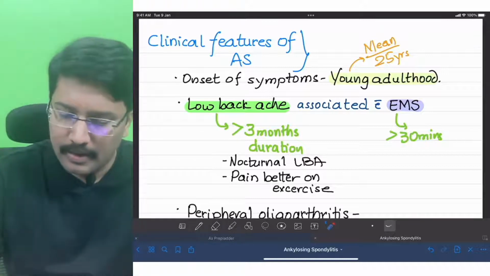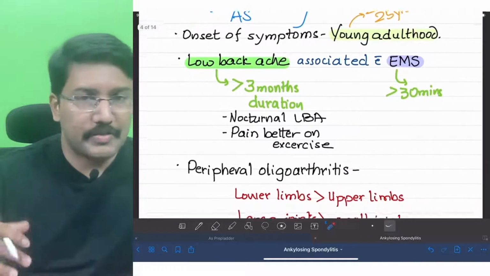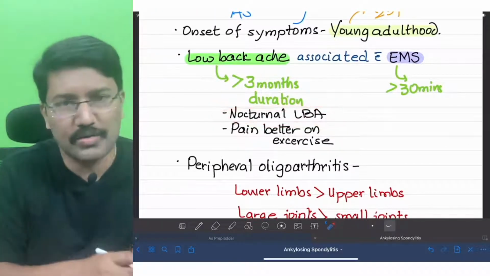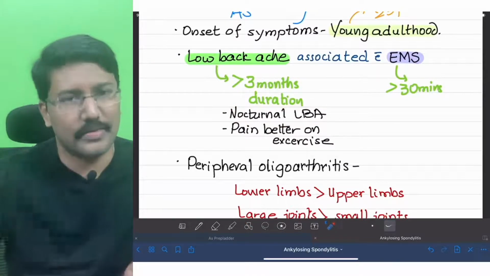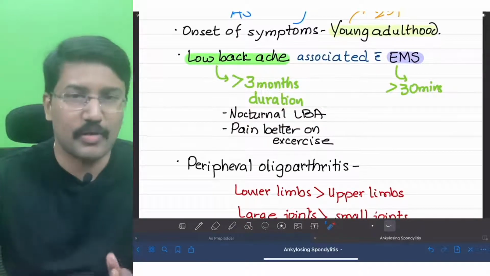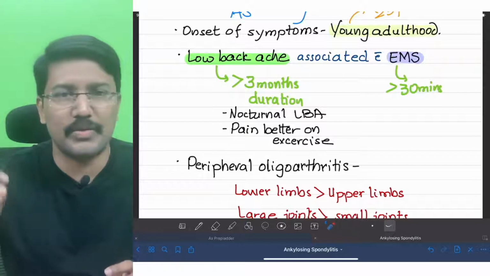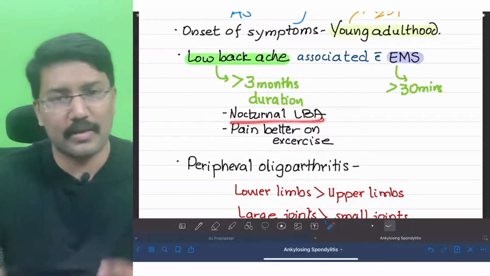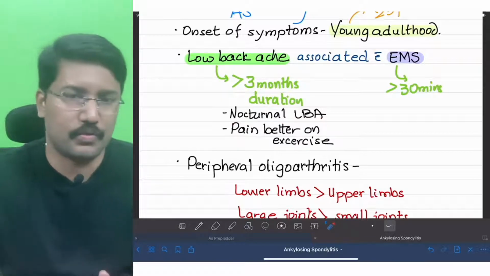Other than that, patients may have nocturnal low back ache. Now, whenever we say nocturnal symptom, that means it is a significant disorder. It is not going to be a simple functional disorder, right? All nocturnal symptoms are generally organic. So patients may have low backache which is present in the night also.